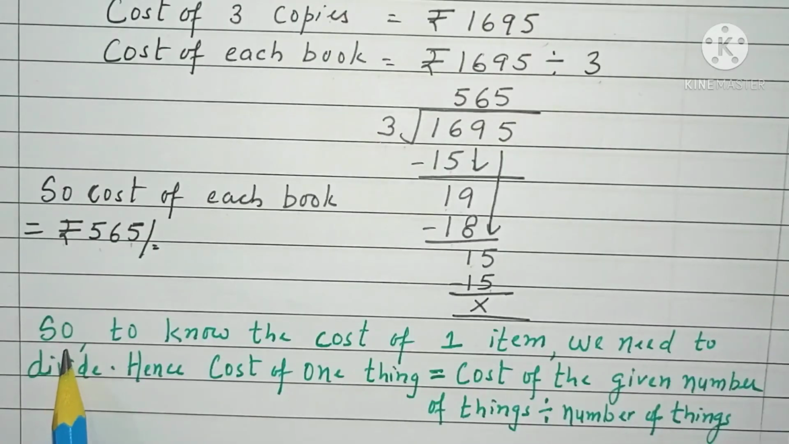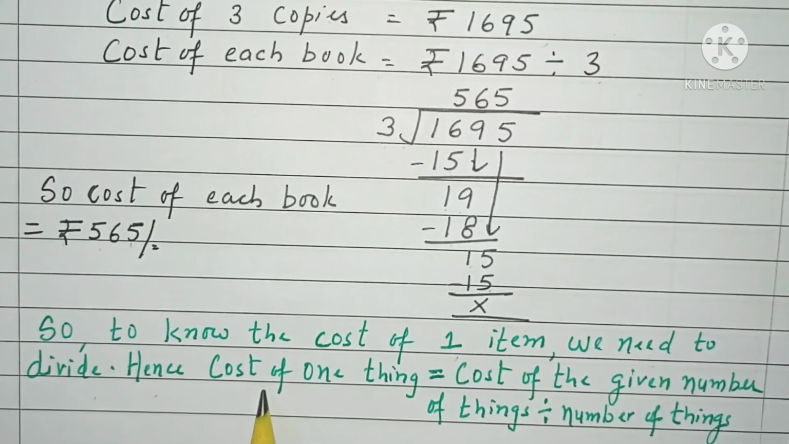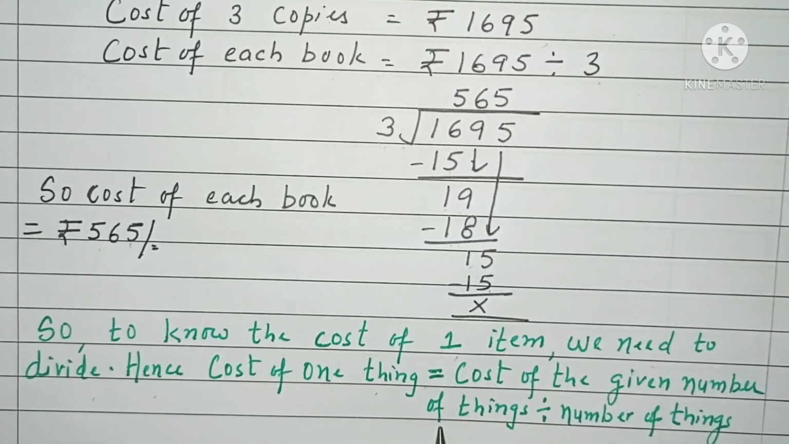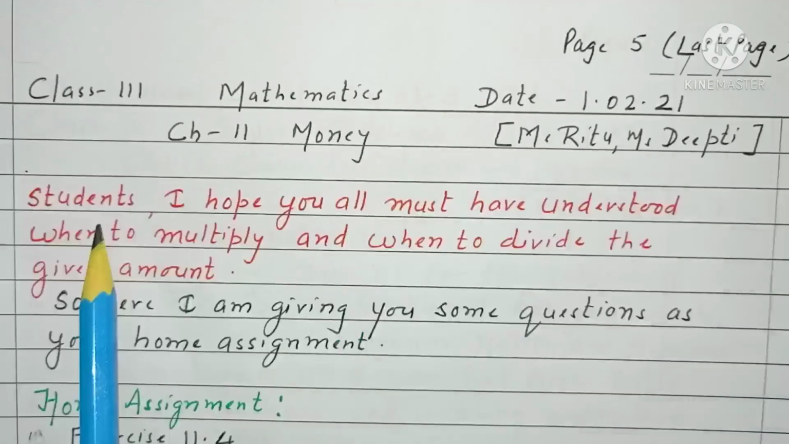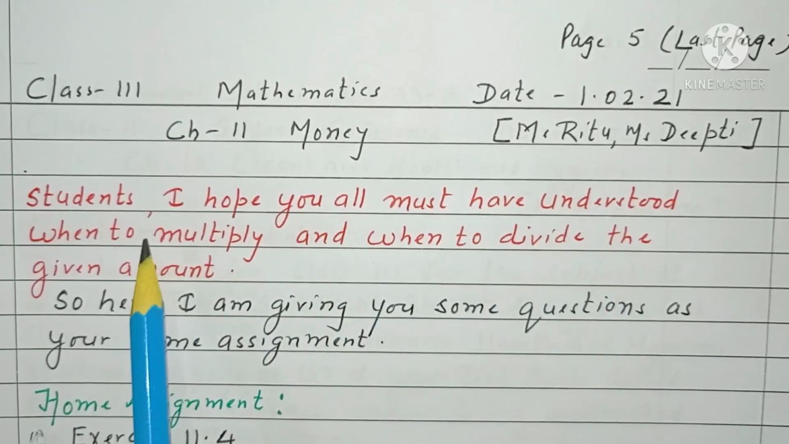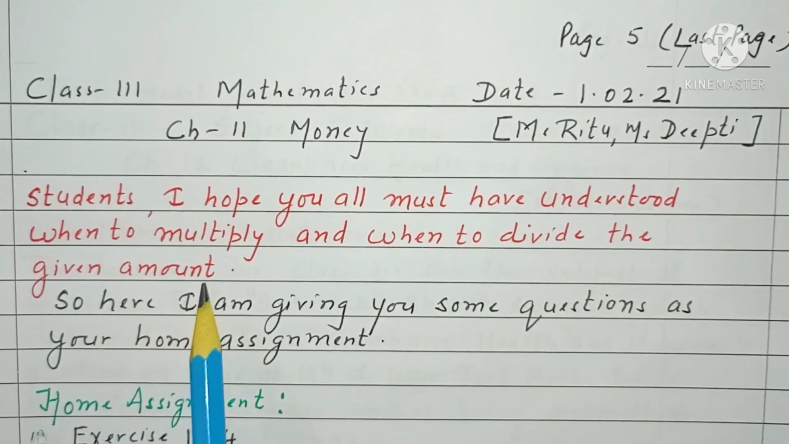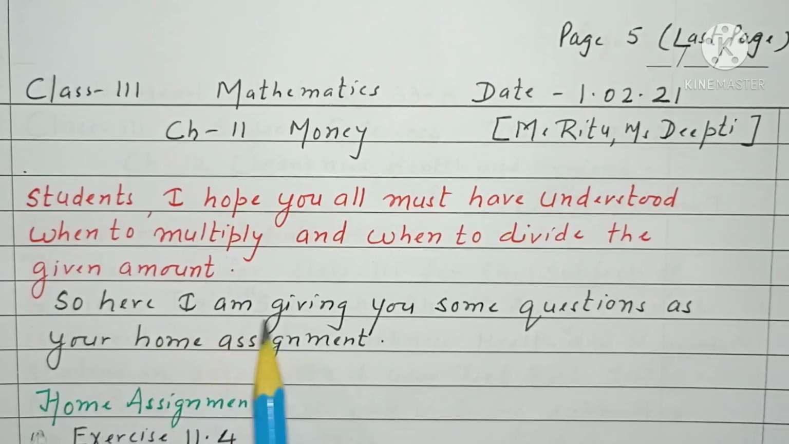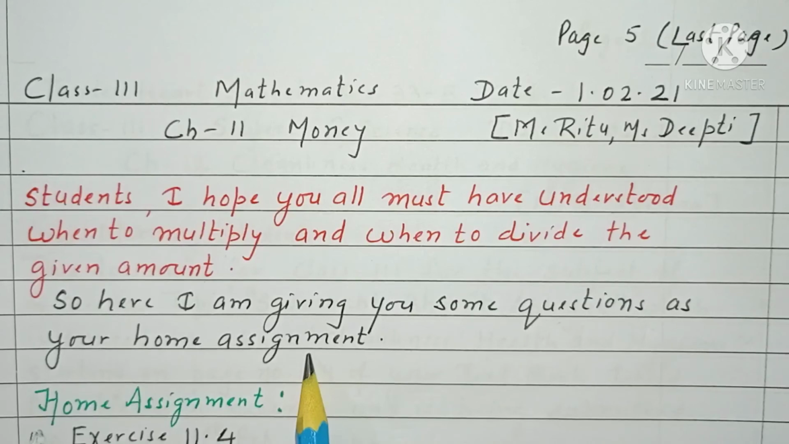So students, to know the cost of one item, we need to divide. Hence, cost of one thing is equal to cost of the given number of things divided by the number of things. So students, I hope you all must have understood when to multiply and when to divide the given amount. So here I am giving you some questions as your home assignment.